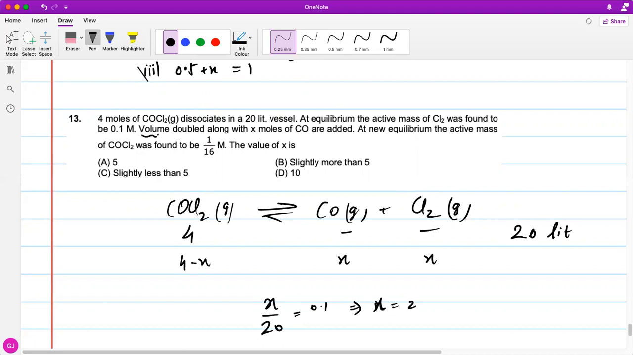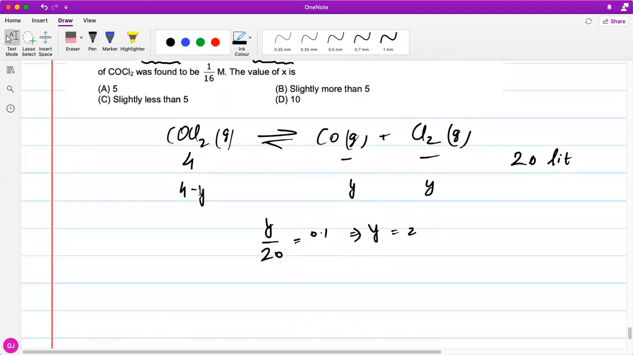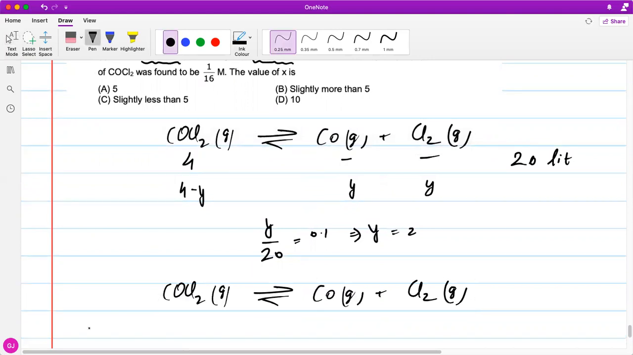Now, there are 2 disturbances, and actually let me not use x because there is another x in the question. Let me use y over here: 4 minus y, y and y. So y upon 20, that means y is equal to 0.2. And then there is a disturbance that the volume is doubled and X moles of CO are added. Now let's analyze the equilibrium again with the perspective that the disturbance is going to happen.